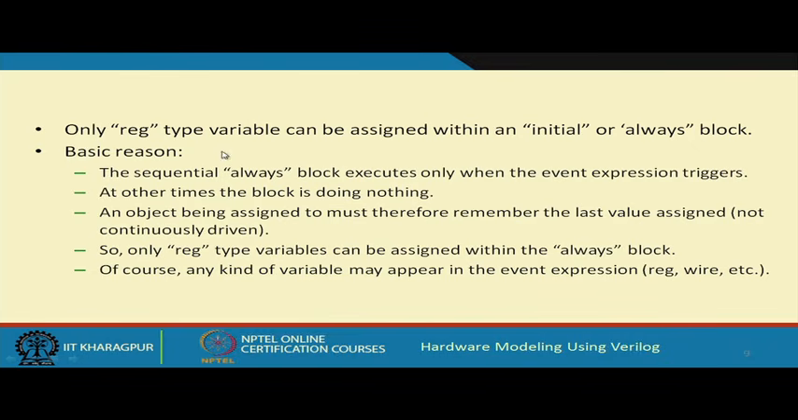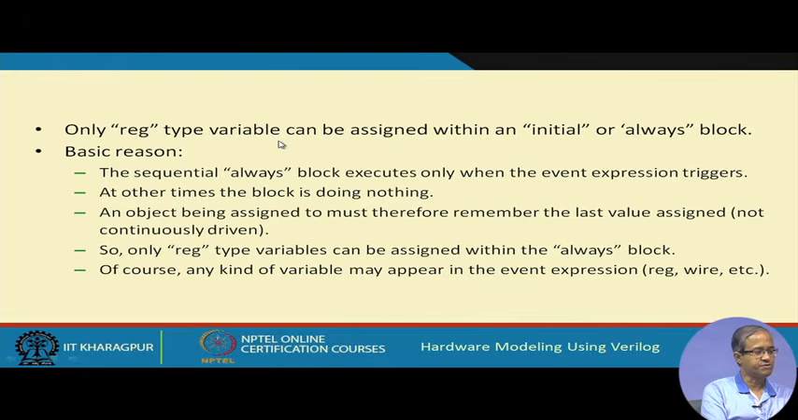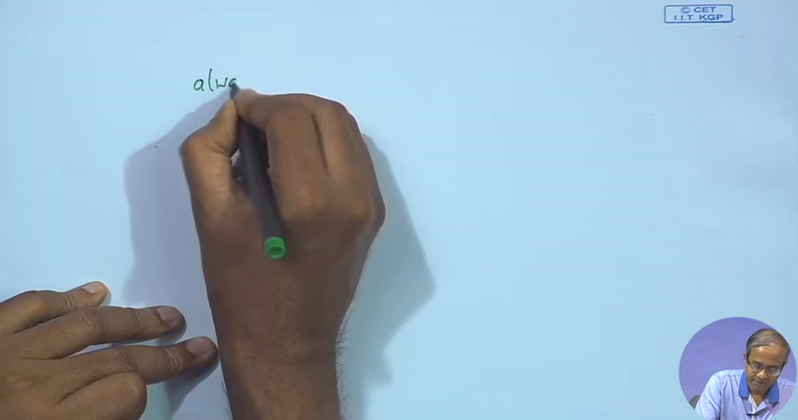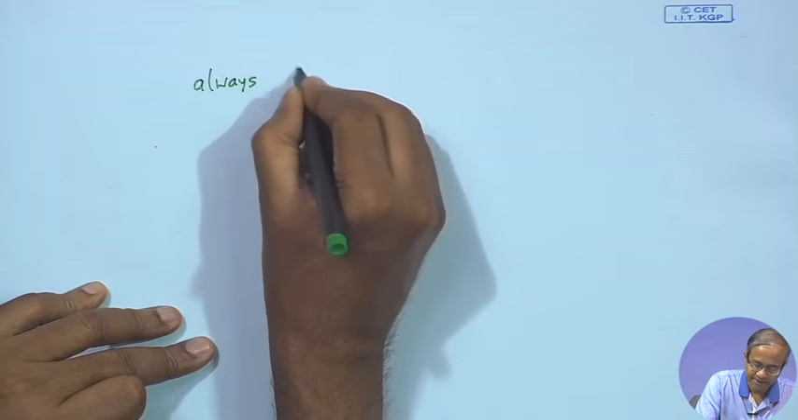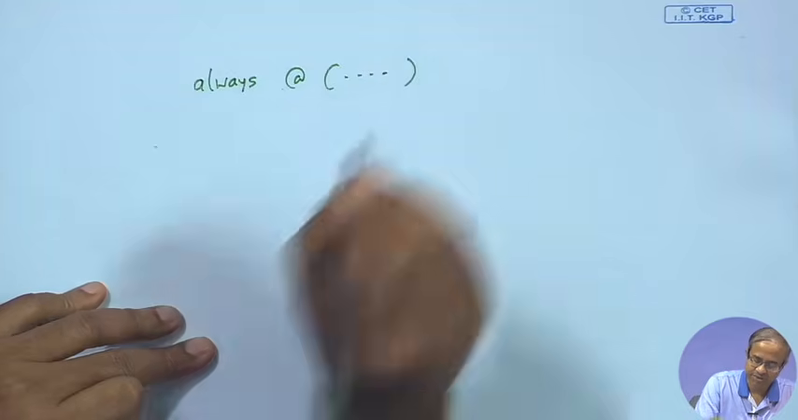Fine, and there are some restrictions here. Inside the initial or always block, whenever you are assigning values to variables, only reg type variables can appear on the left hand side. You can assign values only to reg type variables. The basic reason is that the sequential always block will execute only when the event expression triggers. Like always @ some event expression, I do not care what it is.